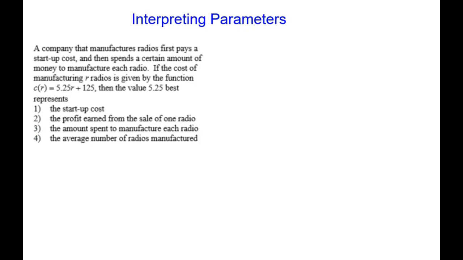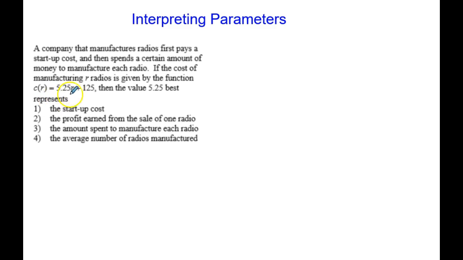The next example: a company that manufactures radios first pays a startup cost and then spends a certain amount of money to manufacture each radio. If the cost of manufacturing R radios is given by the function C of R is equal to 5.25R plus 125, then the value 5.25 best represents the startup cost, the profit earned from the sale of one radio, the amount spent to manufacture each radio, or the average number of radios manufactured.